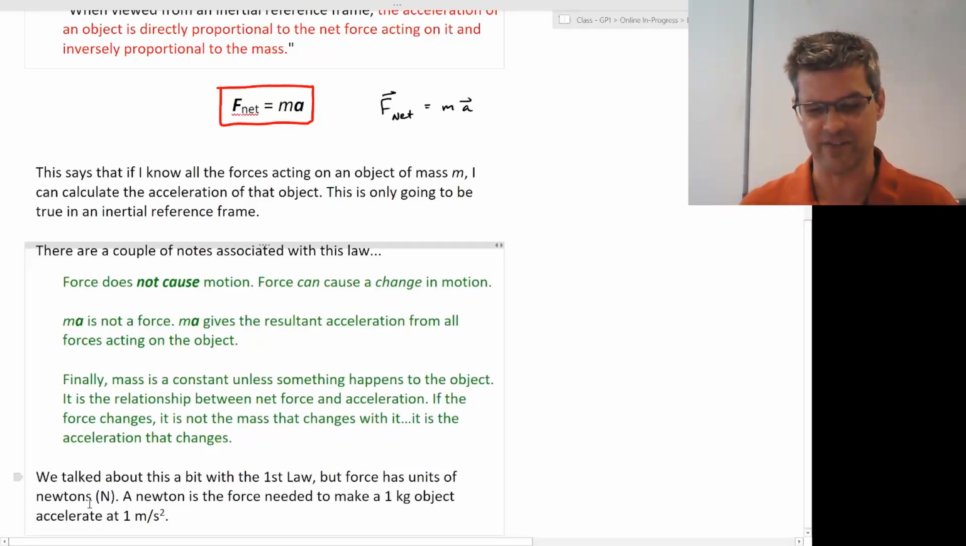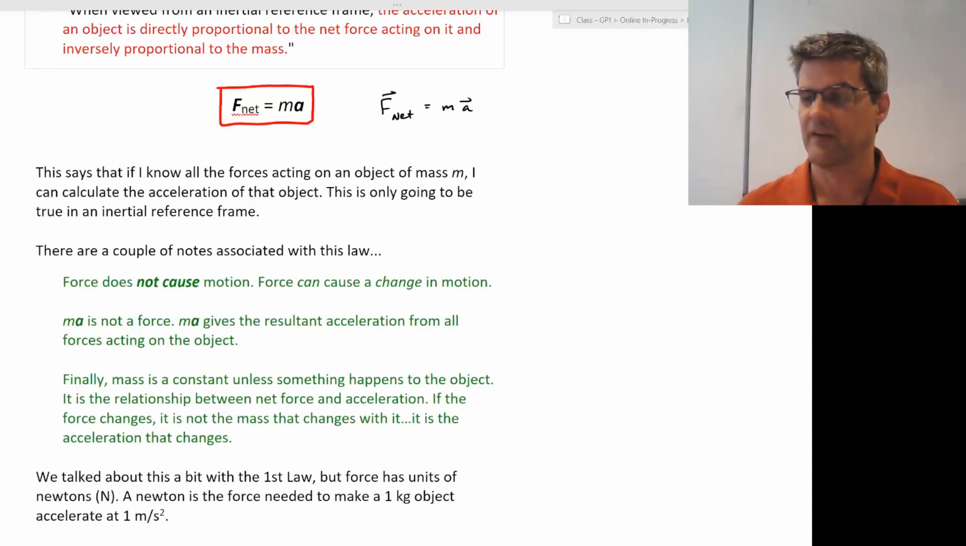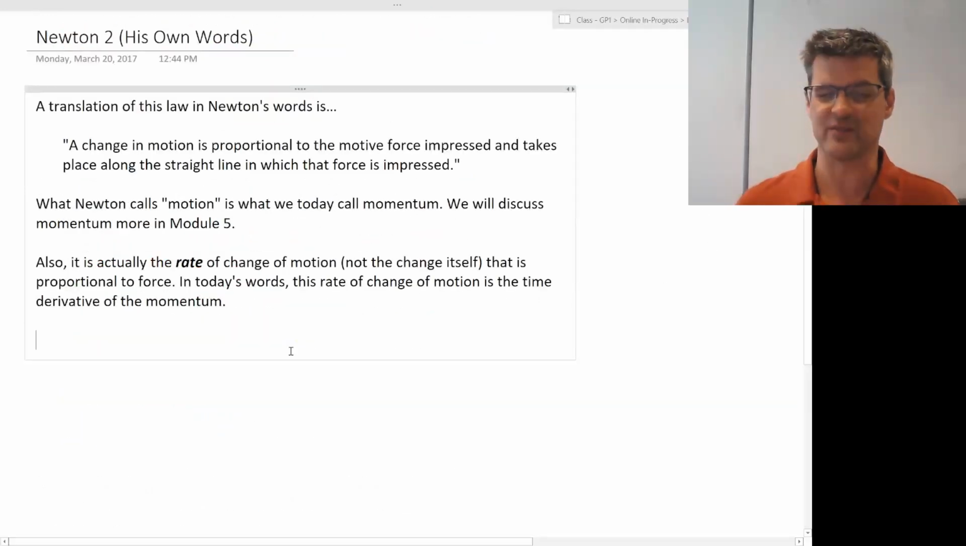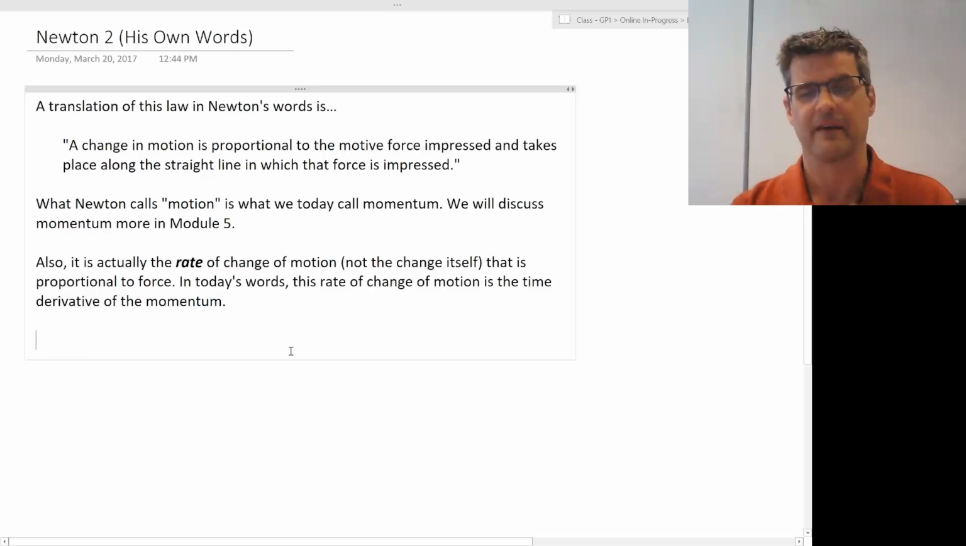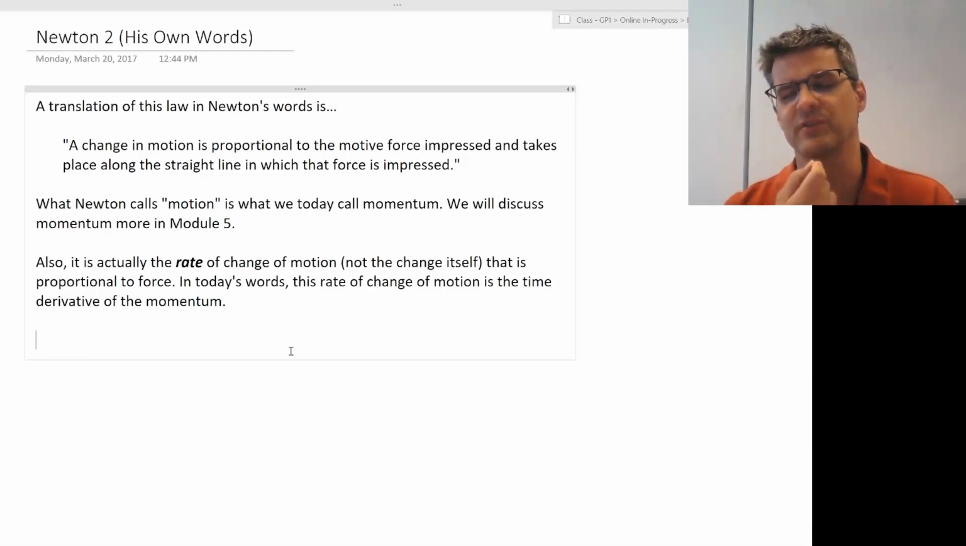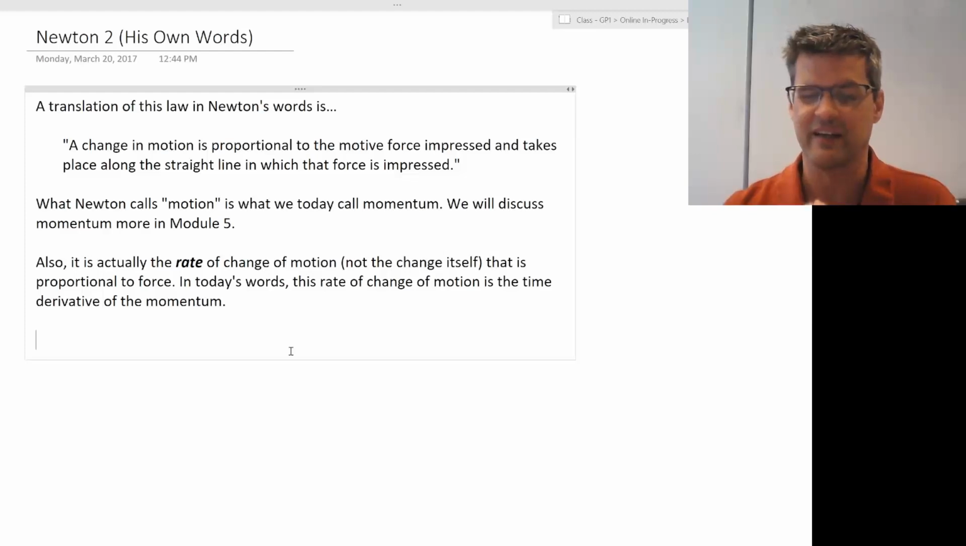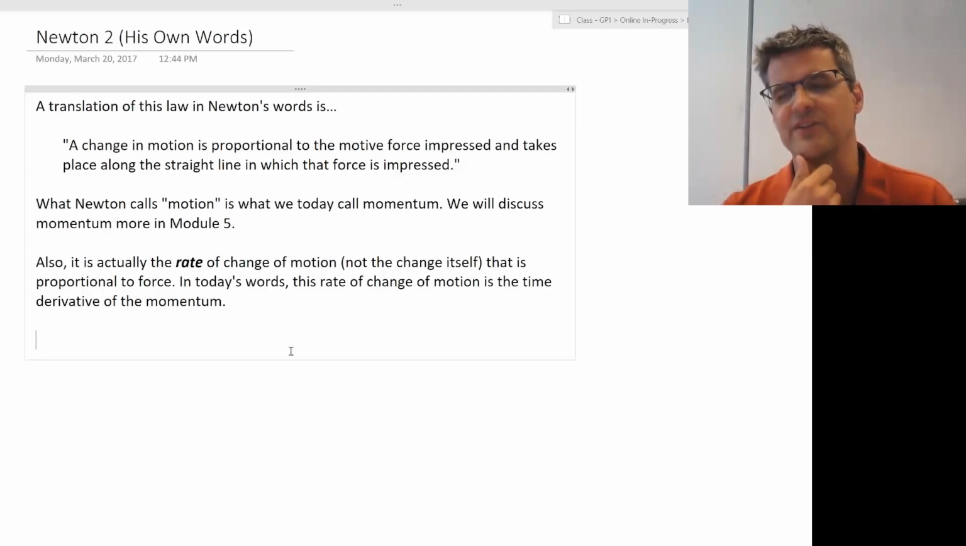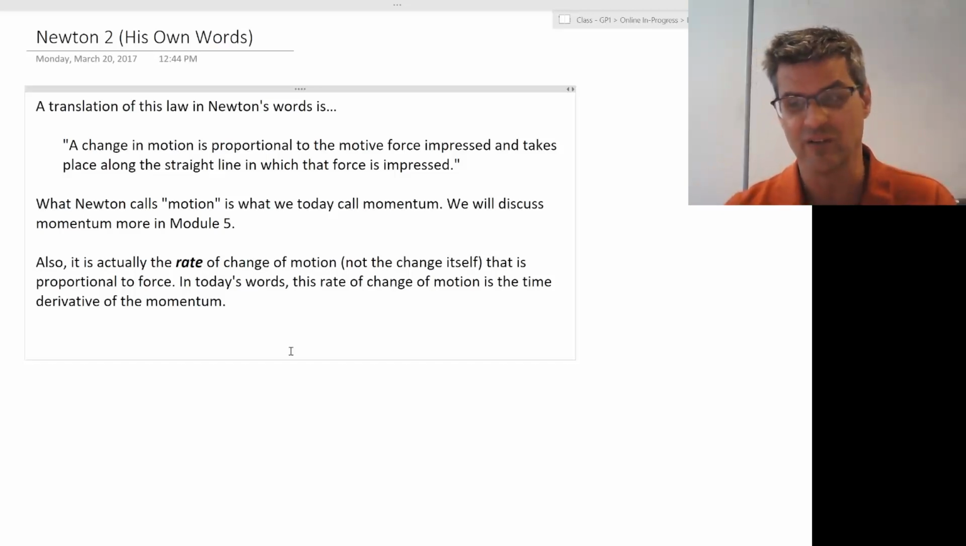Force has units of newtons. A newton is the force that is needed to make a 1 kilogram object accelerate at 1 meter per second squared. Now, what is Newton's law in his words? His second law. A translation might say that a change in motion is proportional to the motive force impressed and takes place along the straight line in which that force is impressed. What Newton calls motion here is what today we call momentum. And we're going to discuss momentum in Module 5.